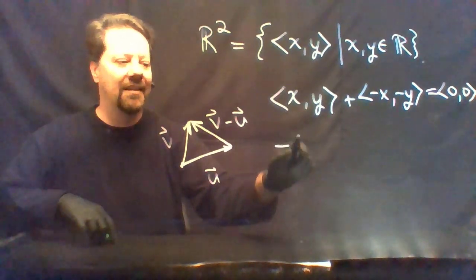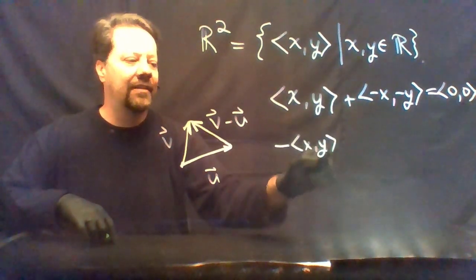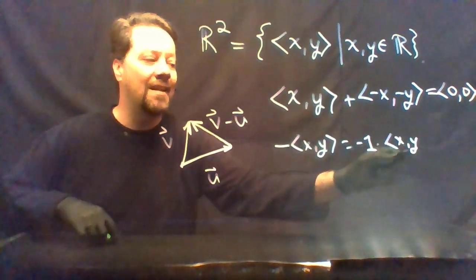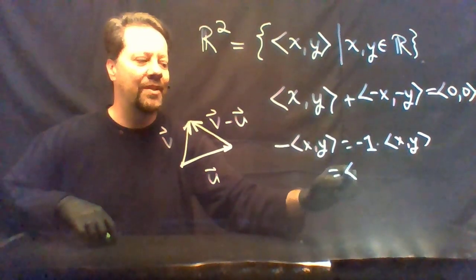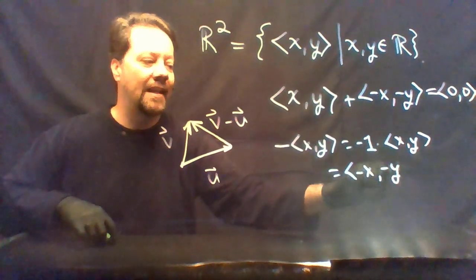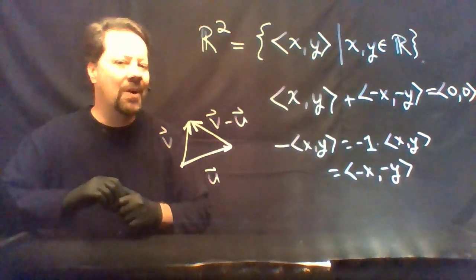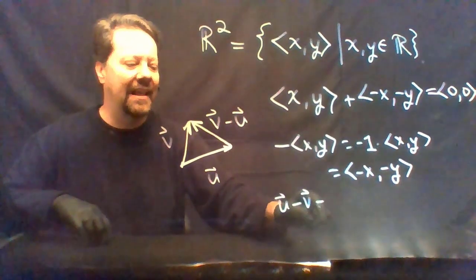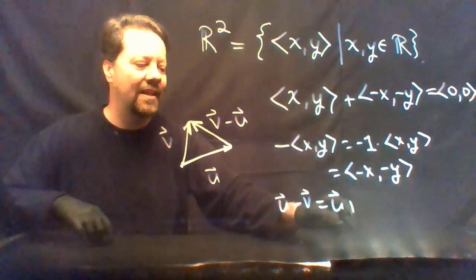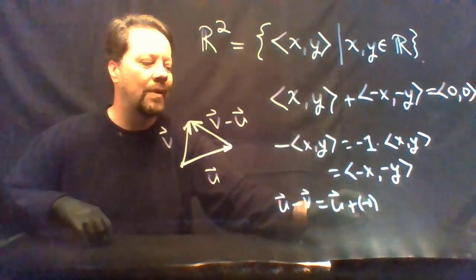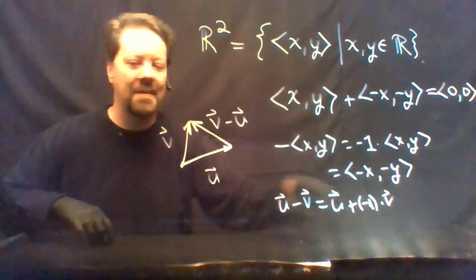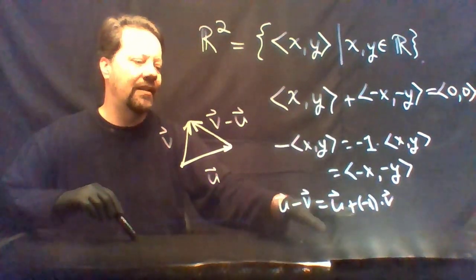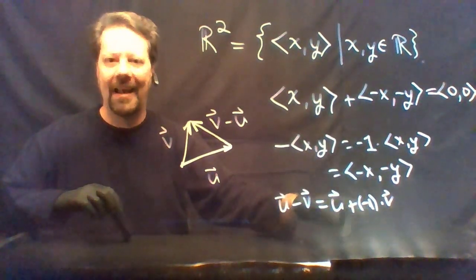It follows then that the negative of a vector is the same thing as negative 1 times that vector, which is found by taking the opposite sign on each coordinate. If I want to subtract u minus v, that's the same thing as saying u plus negative 1 times v. So again, subtraction is addition of the opposite, as per usual.